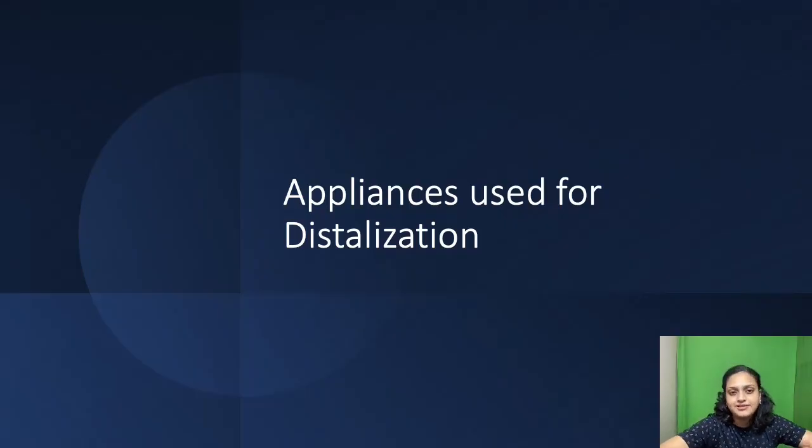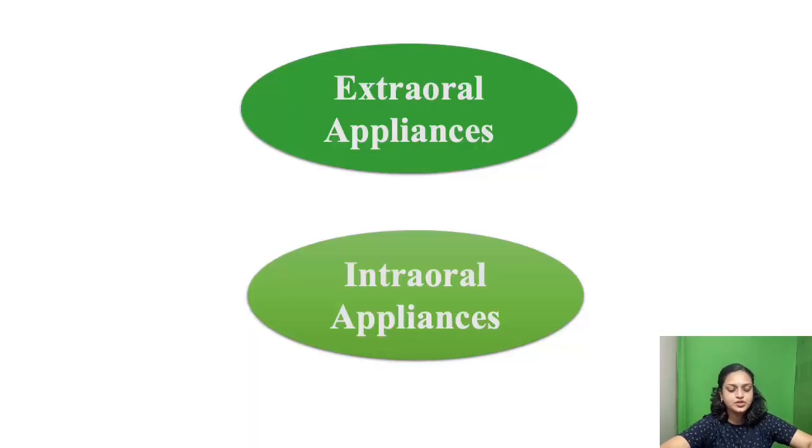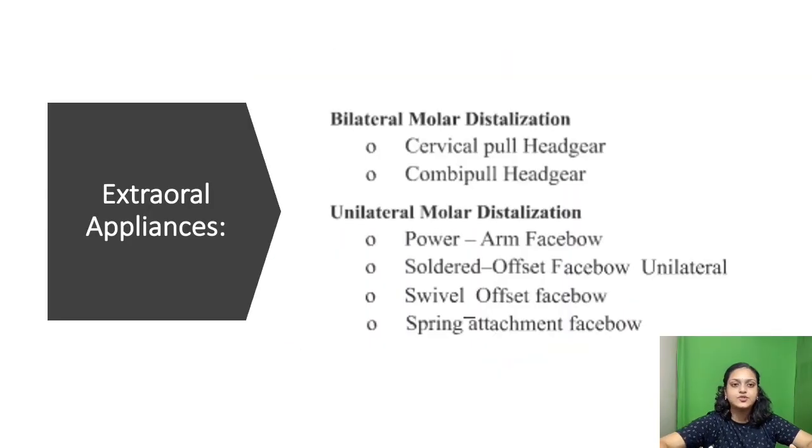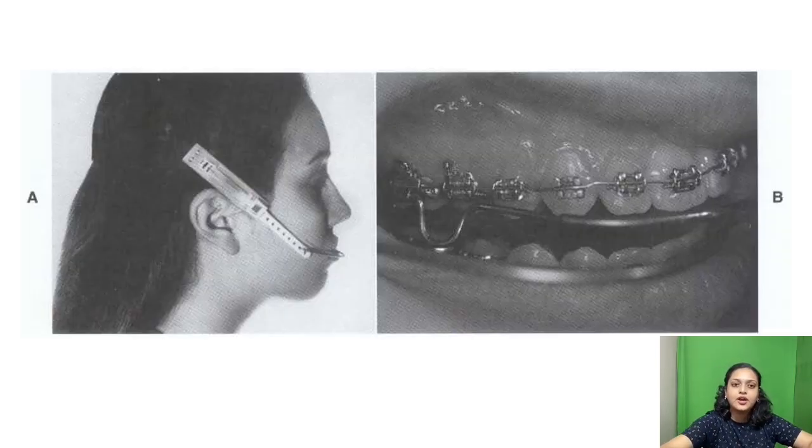So these are the basics you need to know about distalization for your examination point of view. So we'll go into the appliances that are used for distalization. Usually the appliance, the name of the inventor who gave the appliance, and the image you need to know. So distalization is generally done by either extraoral or intraoral appliance. Extraoral appliance is, you can see, headgear. Headgear was initially used before the advent of intraoral appliances. We'll discuss headgear in detail in the extraoral appliance session. So I'll just tell you in brief about headgears.